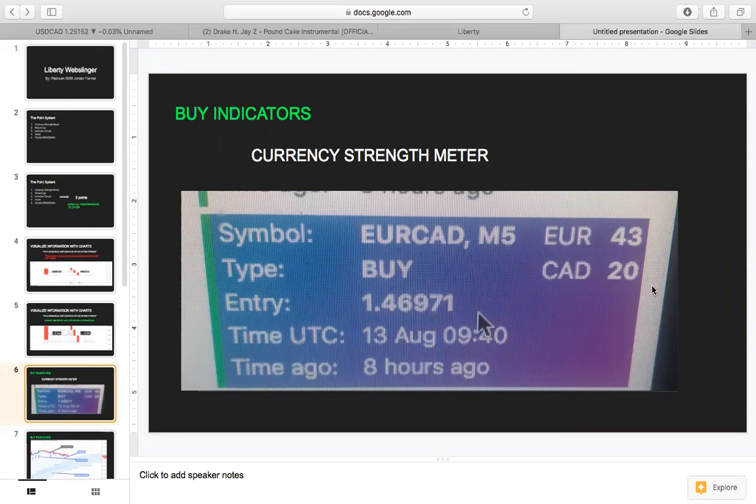Okay. And this is for a buy. Also, I want you to write this in your notes too. The currency strength meter is not valid unless it's a 10-point difference. This is a 23-point difference. If it's within 10 points, it's too close to reversing and going the opposite way.